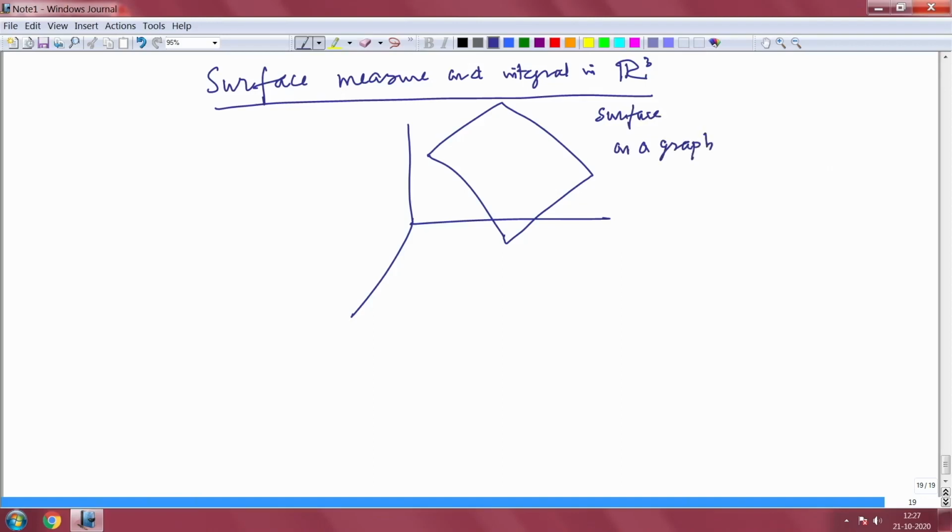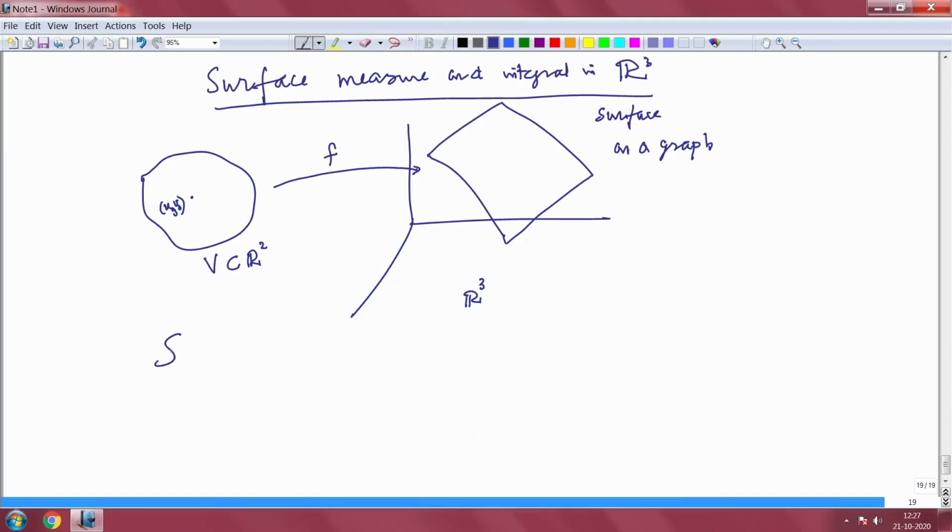I said you can do it locally. So, what is the meaning of that? You have a region here V, a subset of R2. This is your R3 totally. So, you have R2 here. You fix a point here, u naught, v naught. When you fix a point here, this is your function f. So, f maps from V to R3.